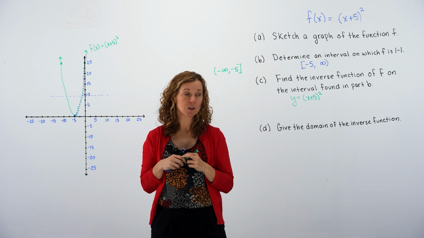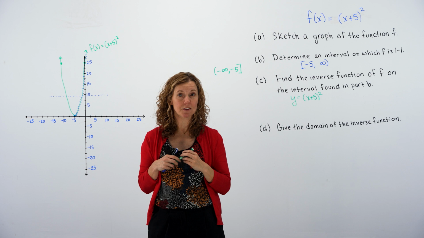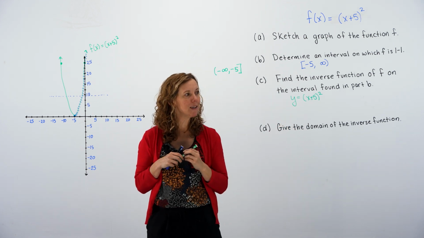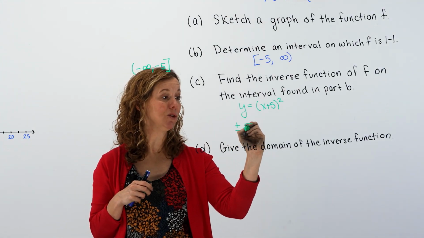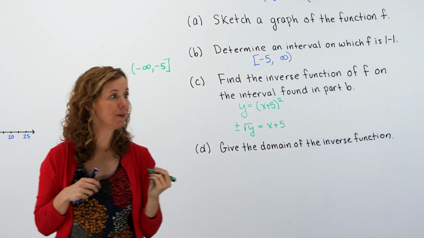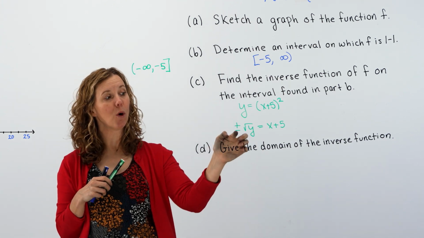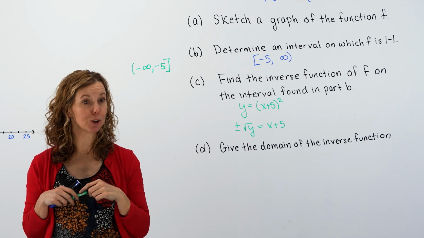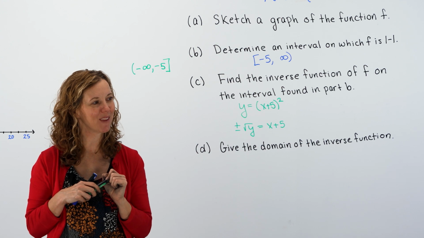So in order to solve this equation for x, I would begin by taking a square root of both sides of my equation, since x plus 5 is currently being squared. If I take a square root of both sides of my equation, I recognize that when I do that, I will have x plus 5, taking the square root of x plus 5 squared, and that will equal plus or minus the square root of y, being careful that we capture both possibilities since we're taking a square root of both sides of the equation.